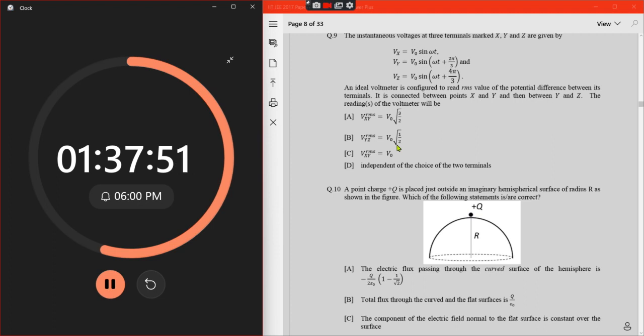An ideal voltmeter is configured to read the RMS value of the potential difference between the terminals. It is connected between points X and Y, and then between Y and Z. The readings of the voltmeter will be... Okay, so RMS value, right? Okay, got it.